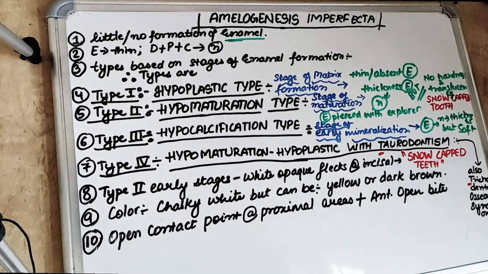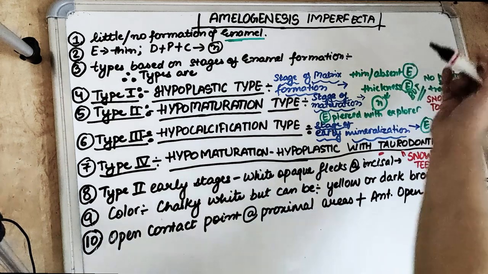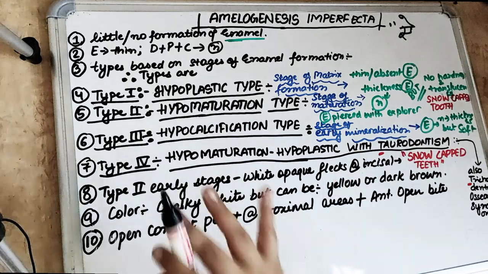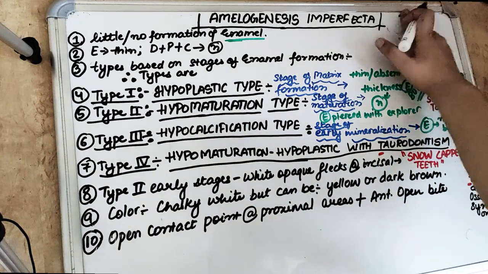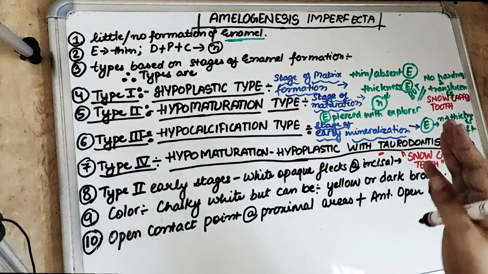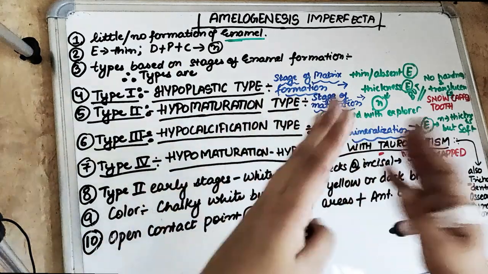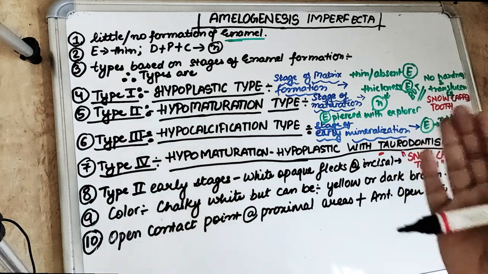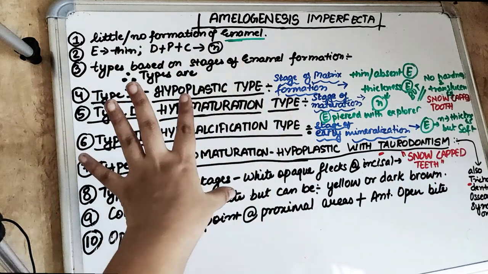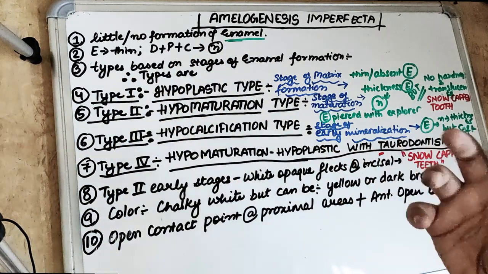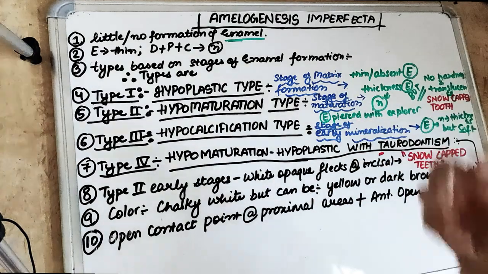Talking about hereditary disturbance of enamel formation, as the name suggests, amelo is the enamel. So you have to think accordingly that there is little or no formation of the enamel. The difference between amelogenesis imperfecta and dentinogenesis imperfecta is that in amelogenesis imperfecta there will be no formation of the enamel, while in dentinogenesis imperfecta there will be impaired formation of the dentine.